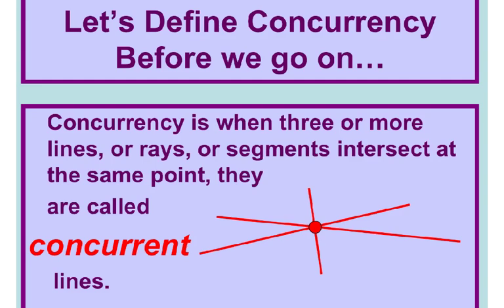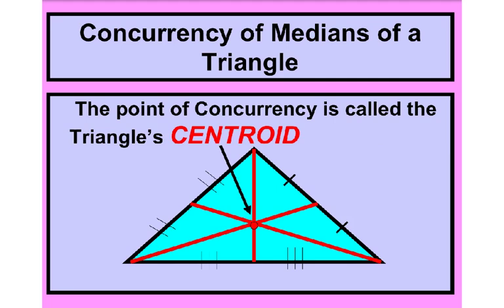Okay, before we go any further though, we need to define what concurrency is. Concurrency is when 3 or more lines, rays, or segments intersect at the same point. So this right here is a point of concurrency. All of these triangle centers are going to be points of concurrency because they're all going to contain 3 lines that intersect, because a triangle has 3 vertexes or vertices. When 3 medians do intersect at the point of concurrency, it's called a centroid.